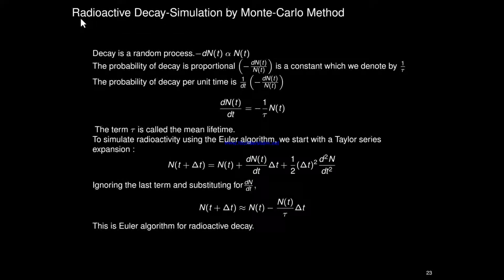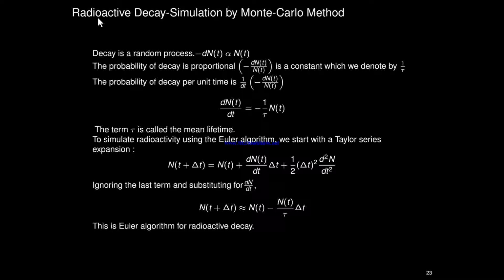Today we are going to see how we can simulate radioactive decay by the Monte Carlo method. Radioactivity is a random process. So here we are not going to apply the direct formula of radioactivity, but we are using the Monte Carlo method to see how some specimen is decaying in time.